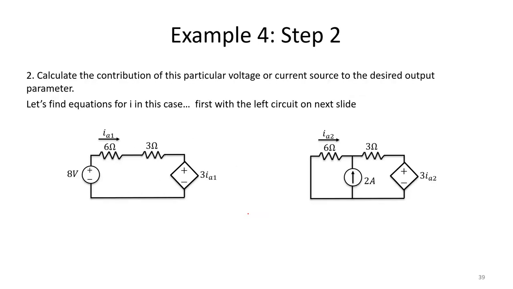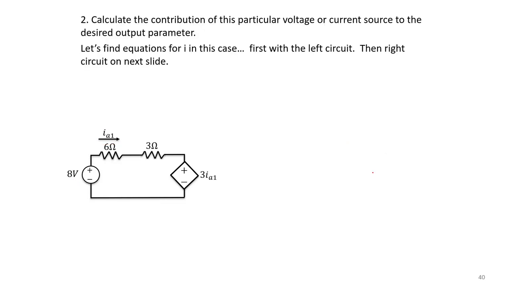Okay, so the next part of superposition is we need to find the contribution of each source alone to that desired output. So here we want to find IA1 and IA2. Remember, IA1 is the contribution to IA from the voltage source alone. IA2 is the contribution to current from the current source alone. So let's start with our first circuit here.